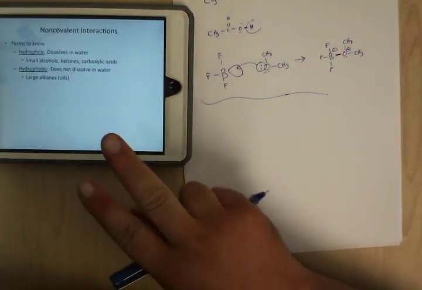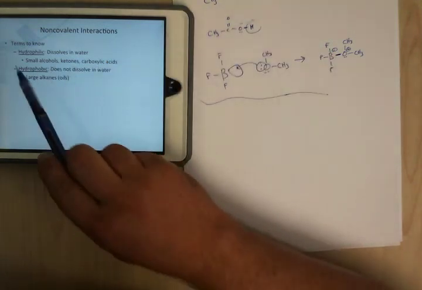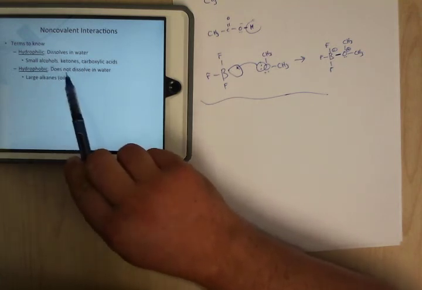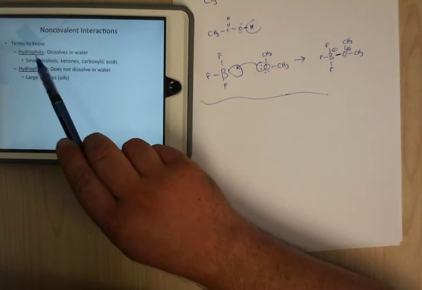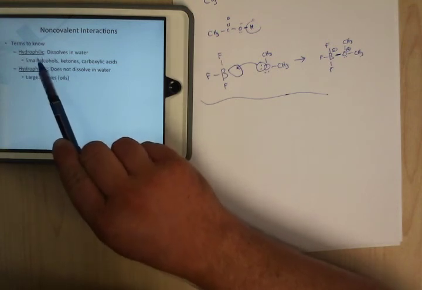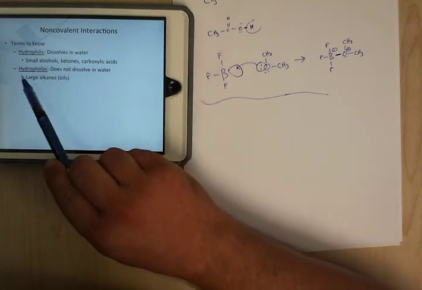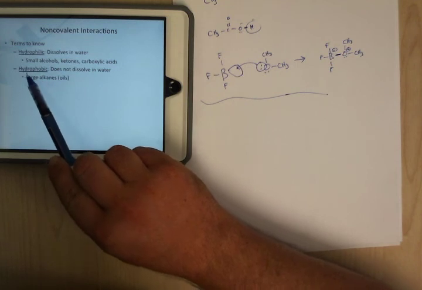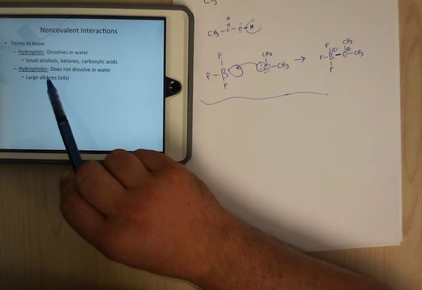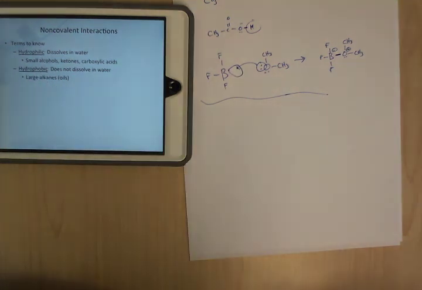Okay, and then two terms you need to know just pop up at the end: hydrophilic and hydrophobic. Hydrophilic are things that dissolve in water, and hydrophobic are things that don't. You can think of your Greek roots: hydro, water, philic meaning loving. So it loves to be in water. Something small like alcohols, ketones, things like that. Hydrophobic is water hating, so things that don't dissolve in water. These are nonpolar, so oils and fats and things like that. So two terms to know: hydrophilic, hydrophobic. There you go. Thank you.